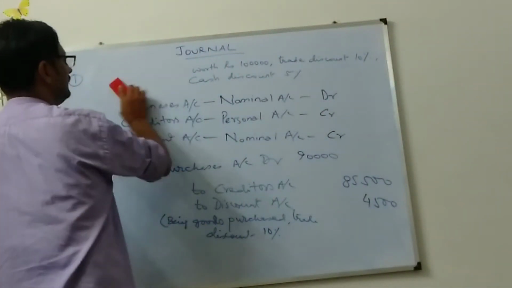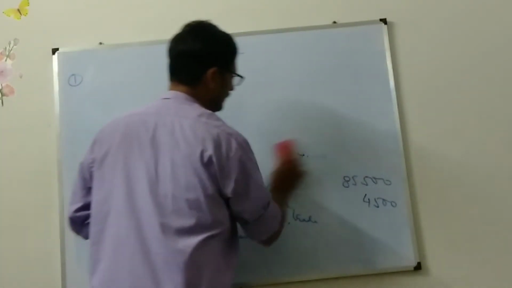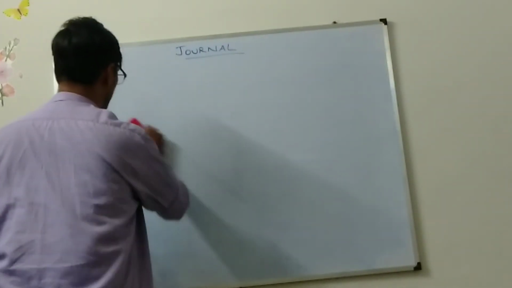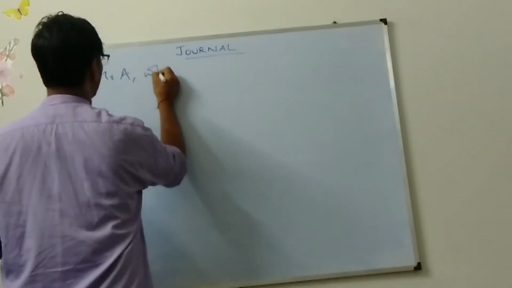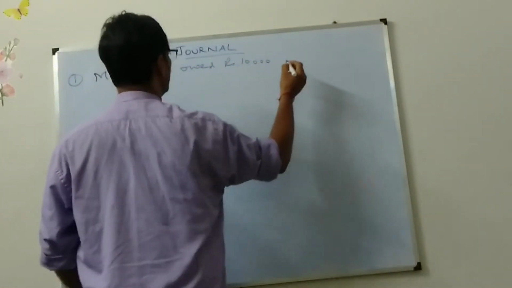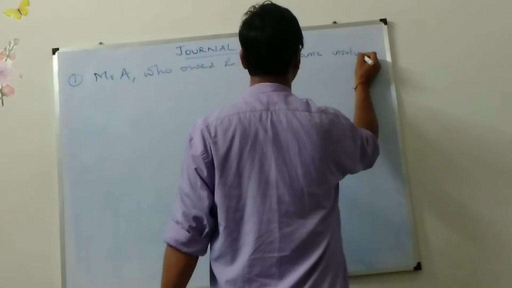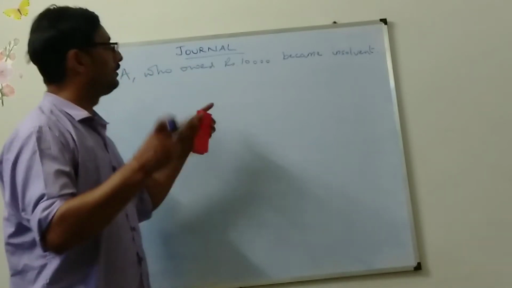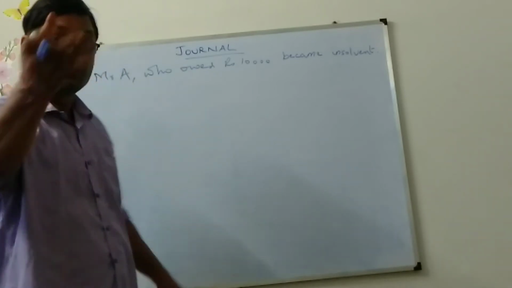Another question. Mr. A, who owed rupees 10,000, became insolvent. What does it mean? Mr. A is the person who owed 10,000 to you. That means he was supposed to give you 10,000. That person, Mr. A, was supposed to give you 10,000.